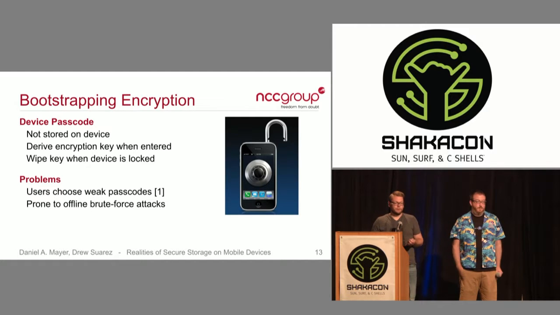So the device passcode is used to derive an encryption key whenever you type it in, and then that key is used to encrypt data which is on the device. When you lock your phone, that key can be wiped from memory, and it will not be there until you unlock it the next time.